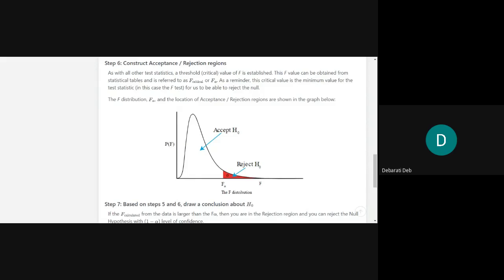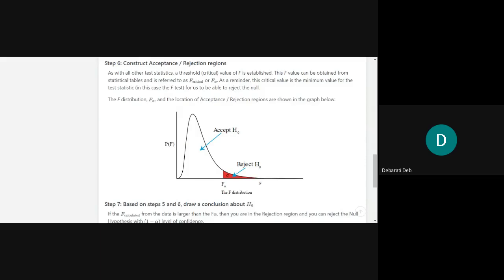Now see, you will have one formula for calculating this F value, and also you will have a table where you can see the critical or tabulated values of F. So you will have two values: one is your calculated value and the other is the tabulated value. Then you need to compare these two values. There is a way to read the tables, and I'll teach you all those things.